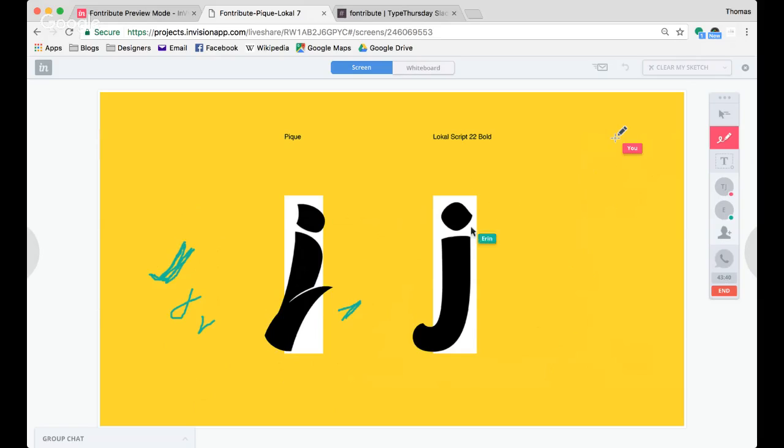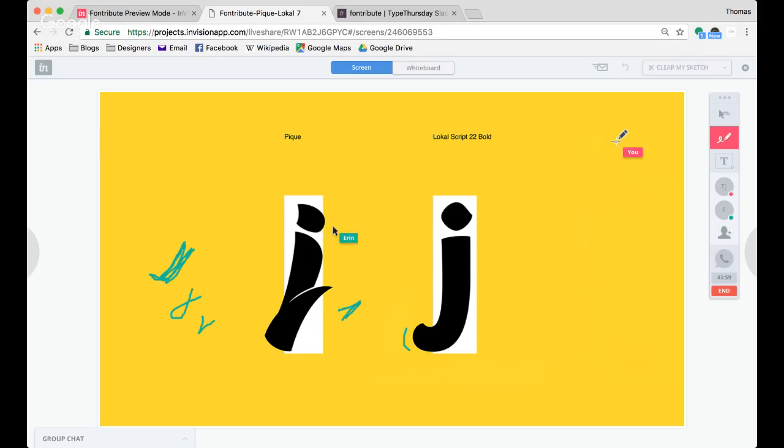And to note, in Local Script, this does feel fitting with the curve approach on the K and the other letters that we were seeing. But I also thought it would be neat to take a look at these. Is it still called a tittle when it's a J? Yeah, yes, tittle.